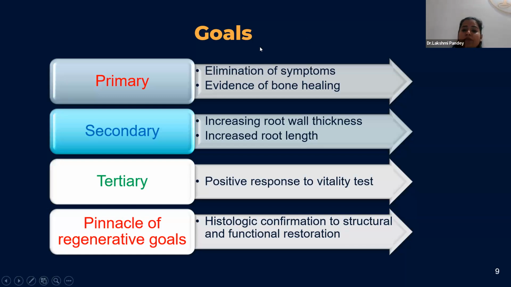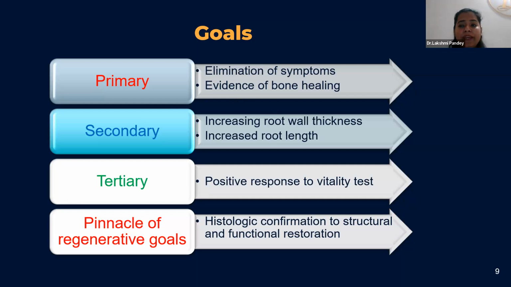Secondary is increasing root wall thickness. When you see a blunderbuss canal or immature tooth, the root walls are very thin. When the walls become thick, the tooth has strength, so the goal is to increase the length as well as the thickness. Tertiary: the tooth should give a positive vital response, meaning the vitality of the tooth is regained. And last, the pinnacle of regenerative goals is histological confirmation of structural and functional restoration.